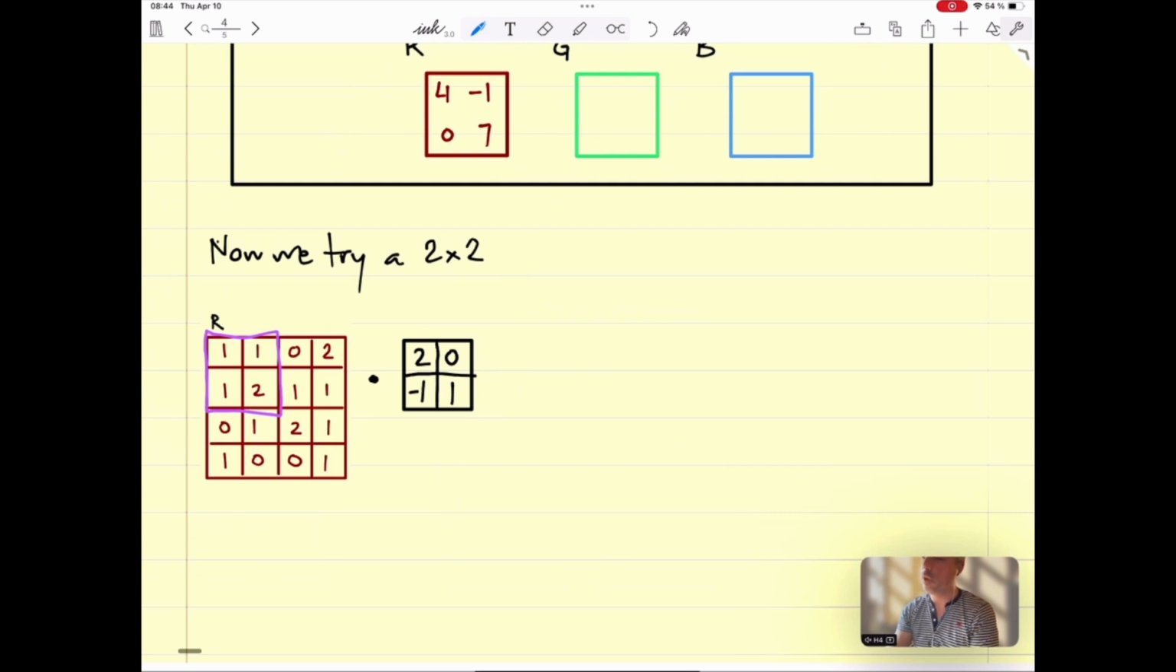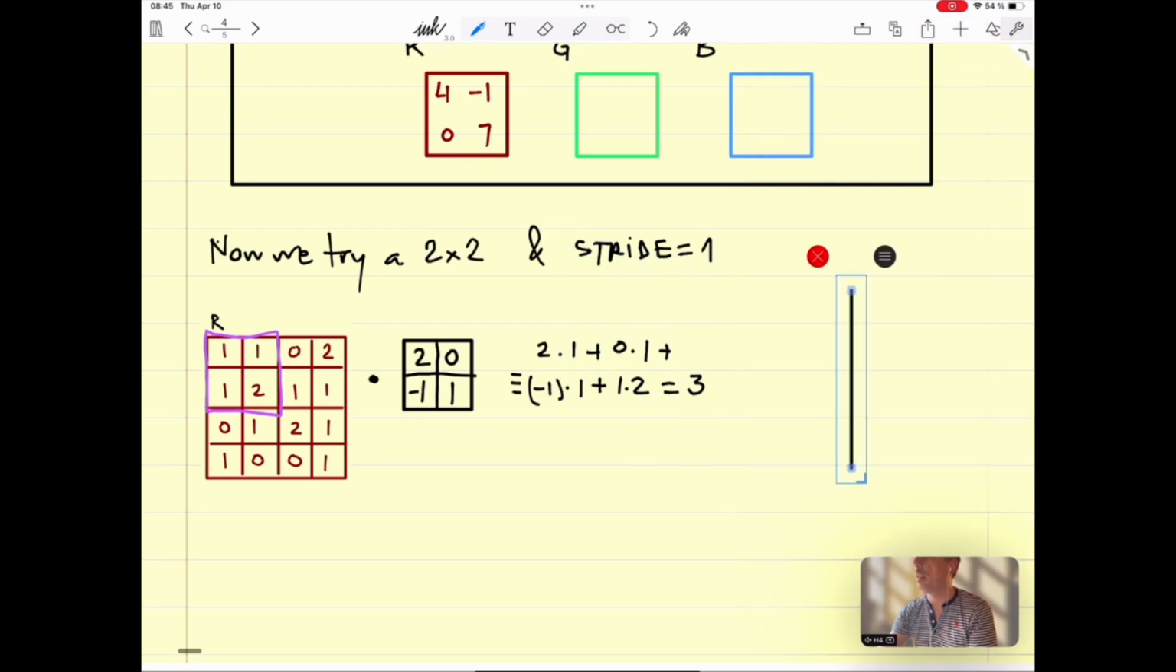So just imagine we have now a 2x2 kernel. What do we do? And stride equals 1. So here I do it again: 2 times 1 plus 0 times 1 plus minus 1 times 1 plus 1 times 2. This is 4 minus 1, which is 3. So the first number we get is going to be 3.